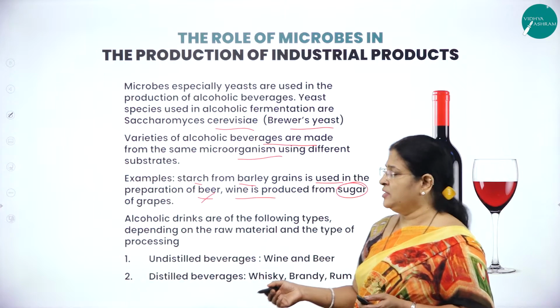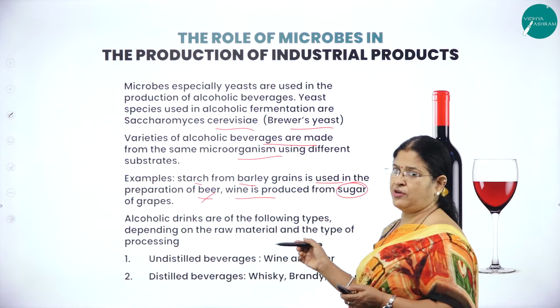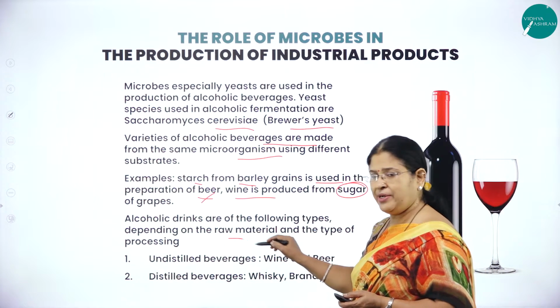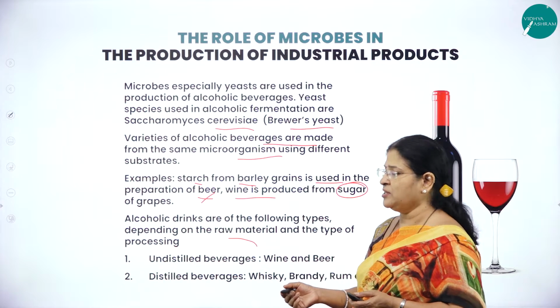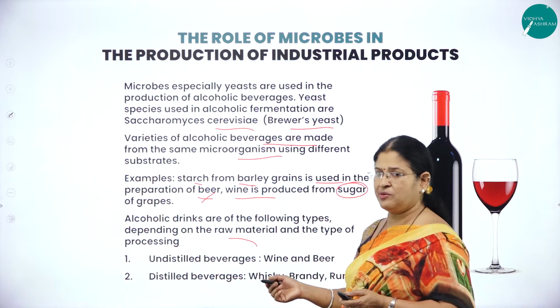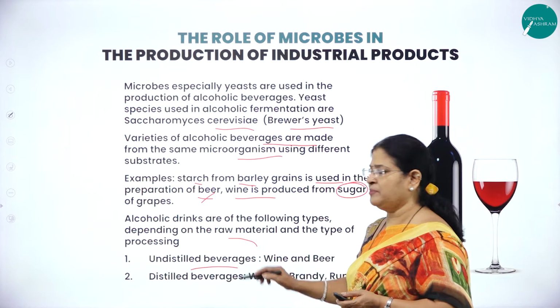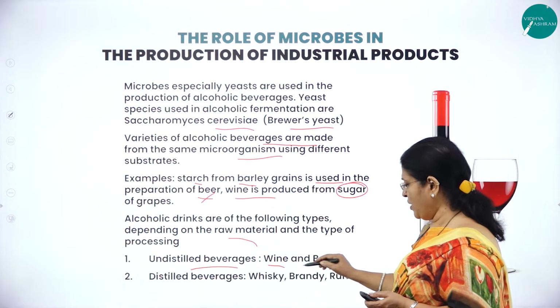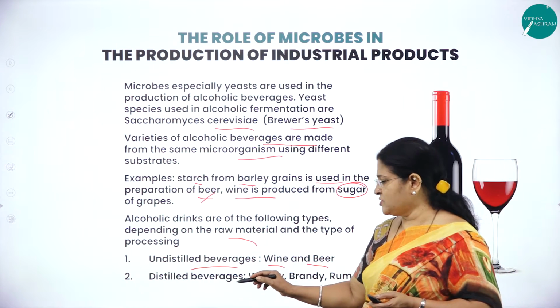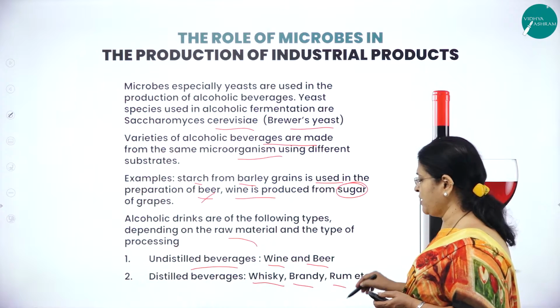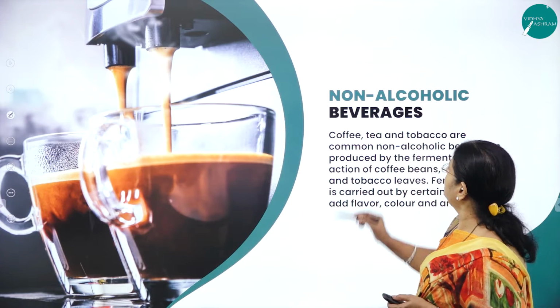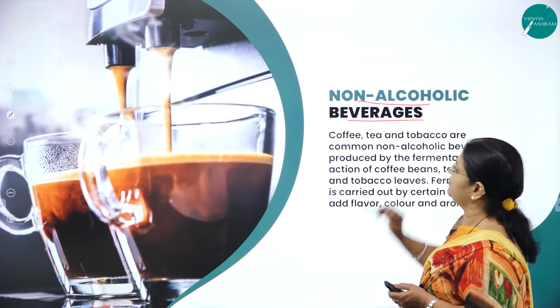And as I said, the alcoholic drinks are of the following types based on the raw material as well as based on the processing into distilled and undistilled beverages. So undistilled beverages are namely wine and beer, and distilled beverages are whiskey, brandy, rum, etc. Moving on to non-alcoholic beverages.